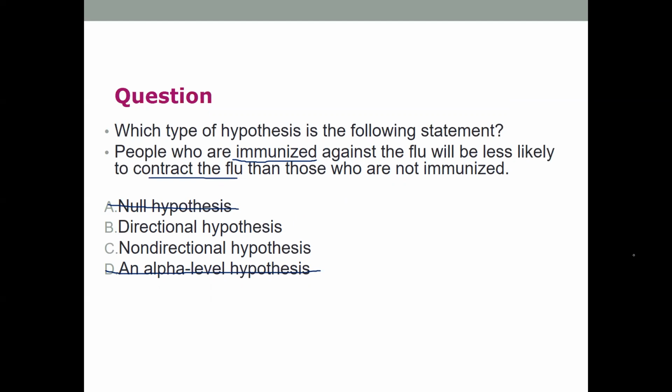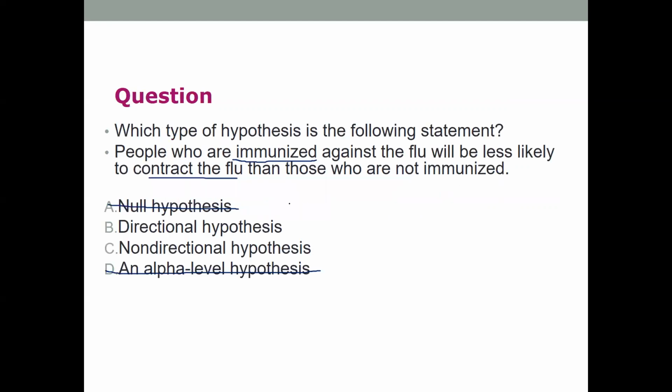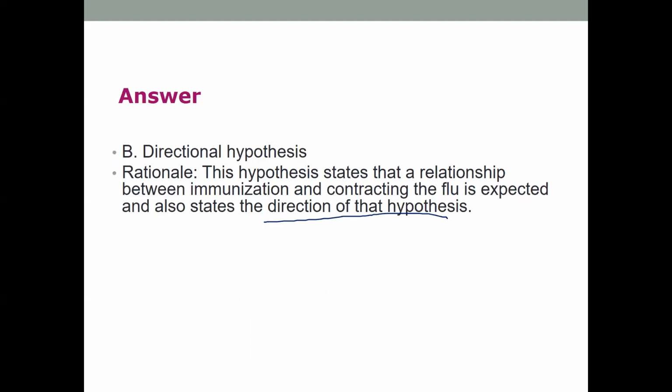The reason the answer is directional is that the hypothesis states that a relationship between immunization and contracting the flu is expected, but it also states the direction of that relationship. It states the direction by saying less likely. That's how you know there's a direction. It will be less likely, so they're stating the direction of that relationship.